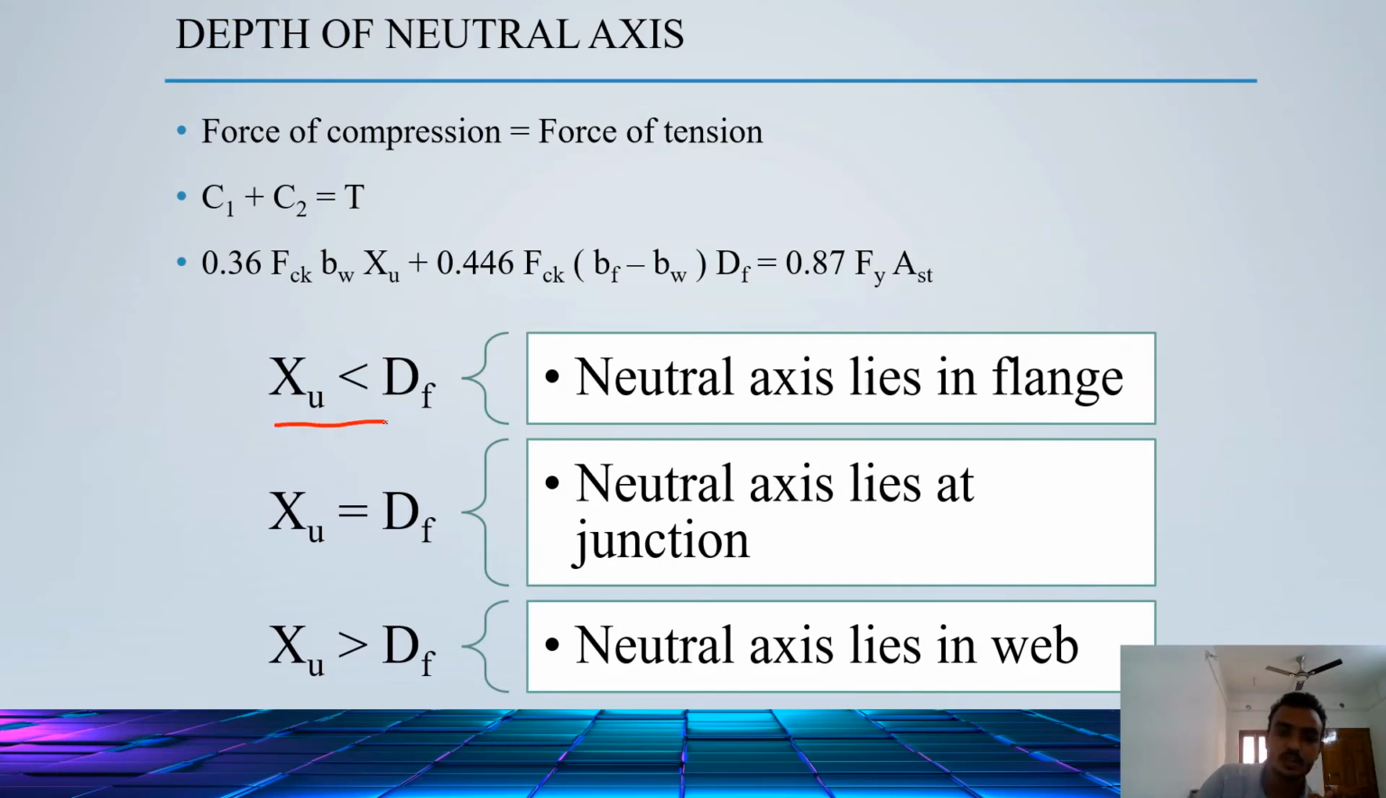If Xu is less than Df, then the neutral axis lies in the flange. Xu means neutral axis depth, less than the depth of flange, then the neutral axis lies in the flange. If Xu is equal to Df, then the neutral axis lies at the junction, and if Xu is greater than Df, then the neutral axis lies in the web. You can see it here. Look here, students.